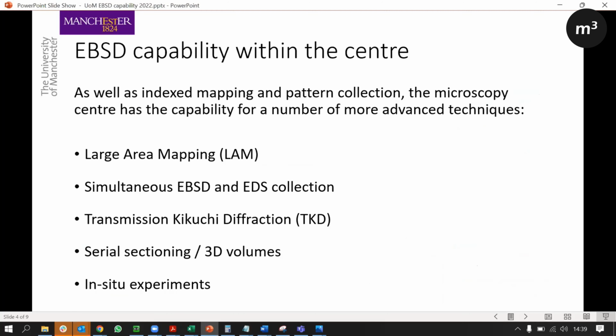Okay, cool. So I'm going to talk about some of the more specialist techniques we also have available to us. So there's large area mapping, simultaneous EBSD and EDS, which Ali has touched on as he did with TKD. I'm also going to show a little bit on the serial sectioning and the in situ experiments.